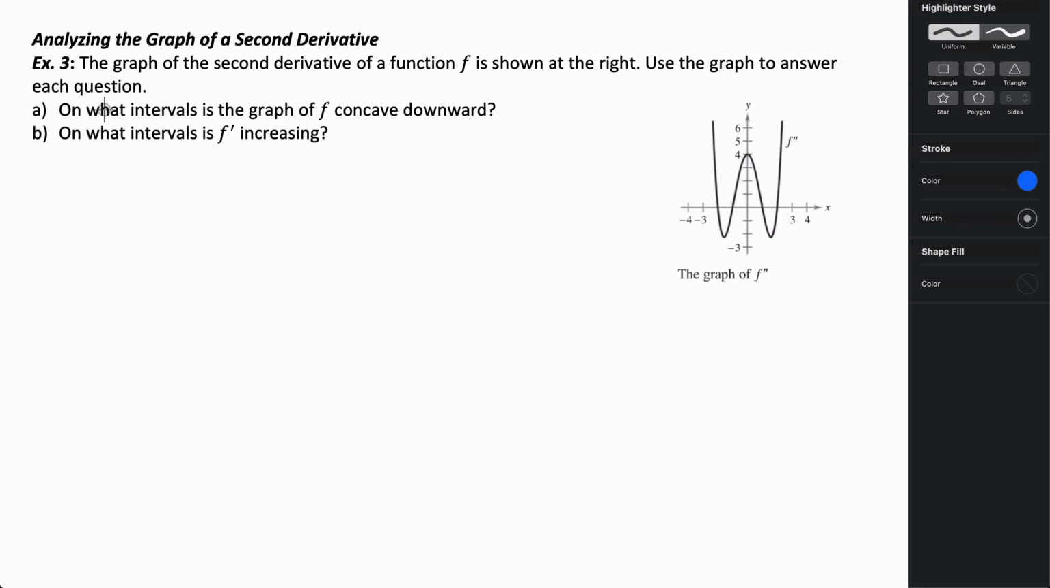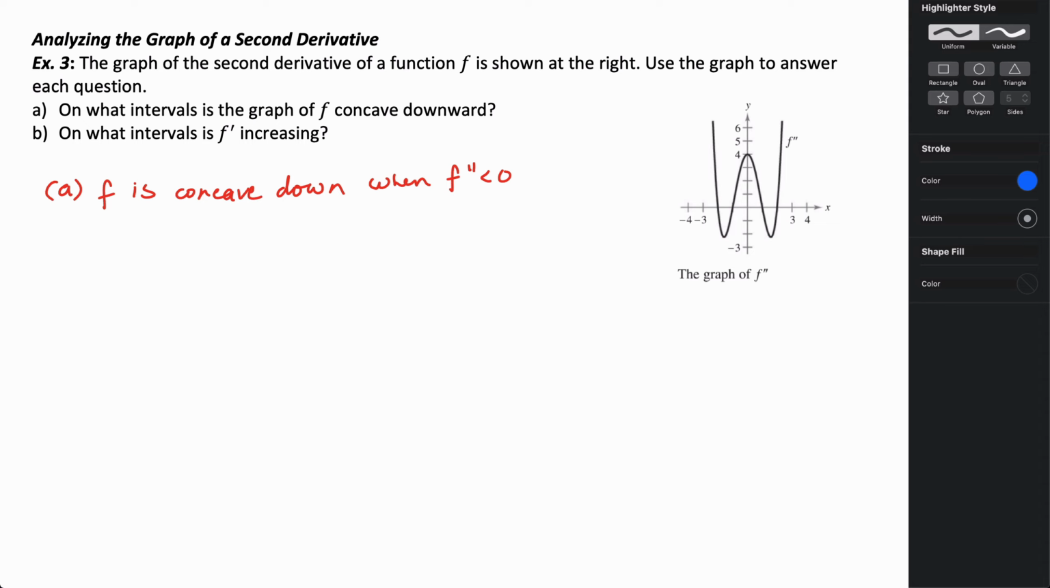So when we do the test for concavity, because in part A it's asking us to determine where f is concave down, we find that f is concave down when f prime decreases, but also, since we're considering the graph of f double prime, when the second derivative is negative. So when is the second derivative less than 0? So basically, when is it below the x-axis? We can see that that happens there and there.